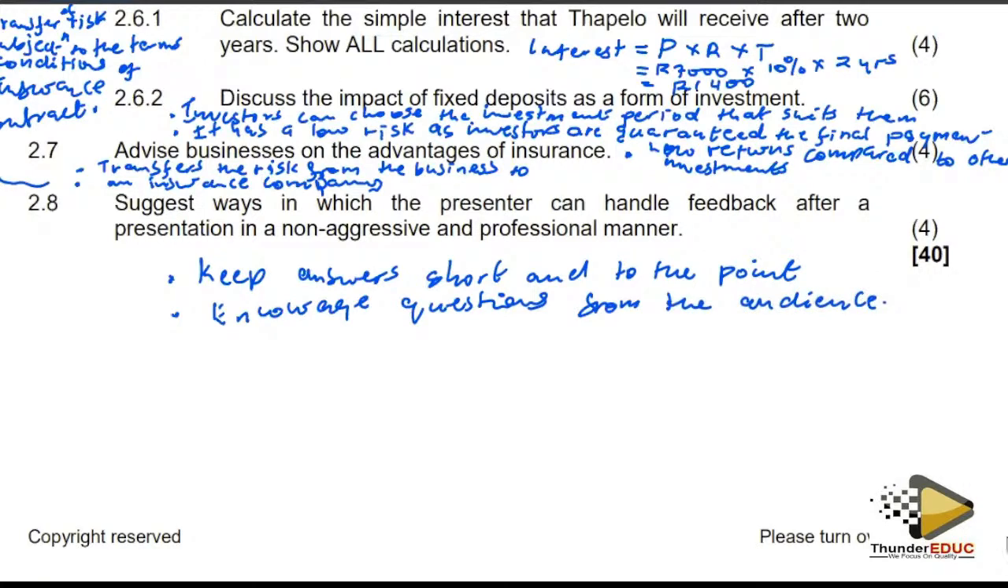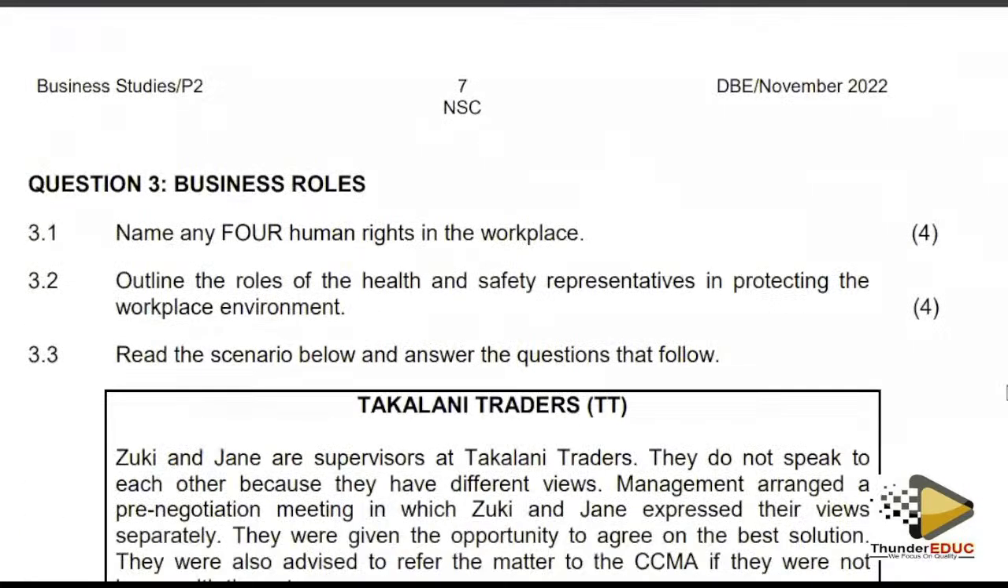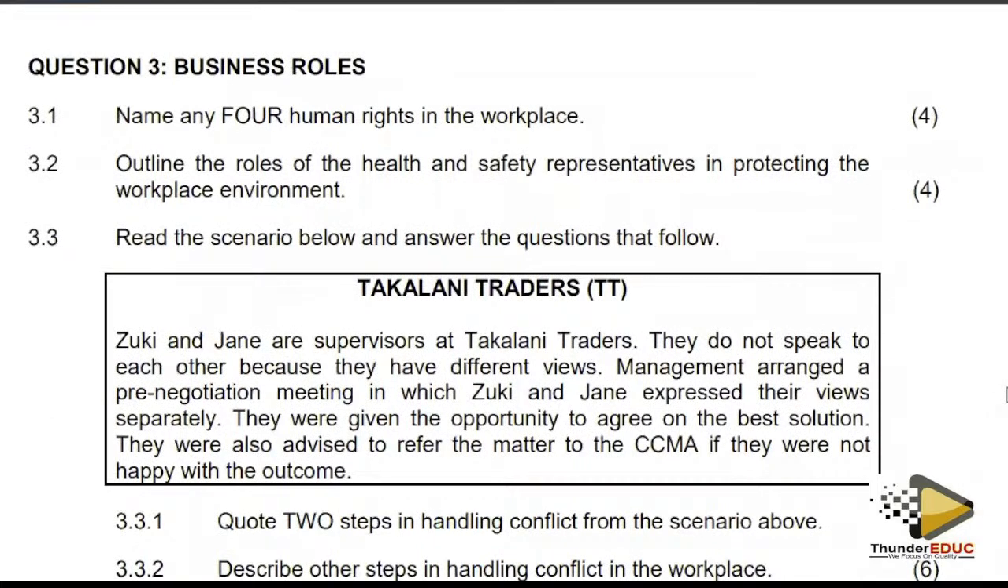Okay, right, grade 12, you are now done with question 2. Let's move on to the next question, which is question 3. Question 3 reads as follows. Name any four human rights in the workplace. So now, remember in the workplace, as an employee, privacy, dignity, and equity should be practiced, as well as information should be given to you as the employee. So now we are saying that there should be privacy, dignity, equity, as well as.